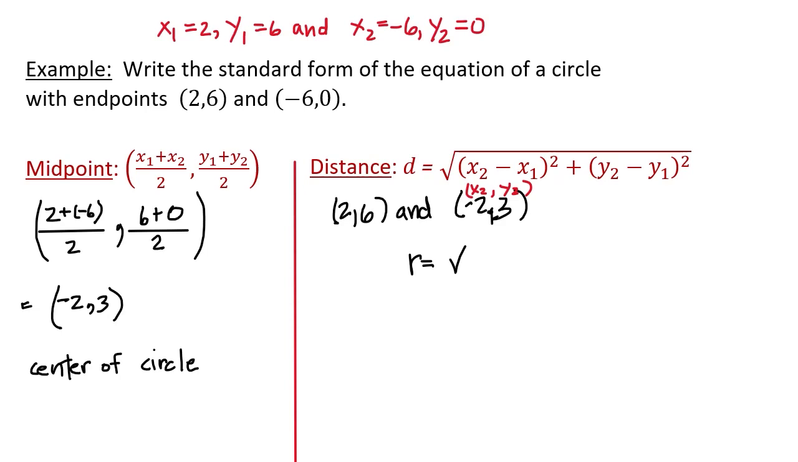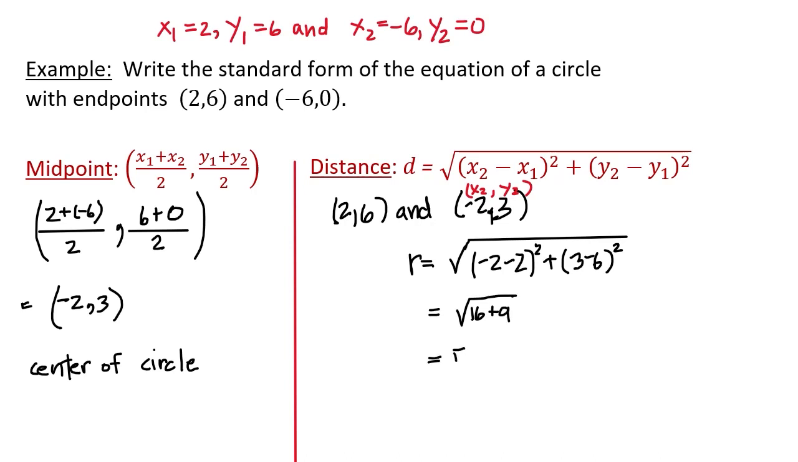So (negative 2 minus 2) squared plus (3 minus 6) squared. So this is going to be negative 4 squared, which is 16, and negative 3 squared, which is 9. So that's the square root of 25, or 5. So the radius is r equals 5.